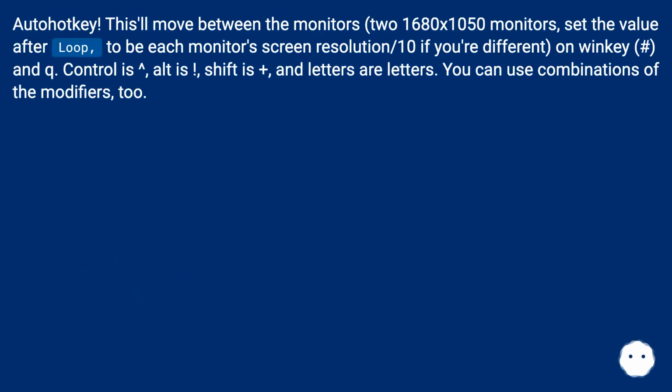AutoHotkey. This will move between the monitors, two 1680 by 1050 monitors. Set the value after the loop to be each monitor's screen resolution if yours are different. Shortcut is Win key, hash, and Q. Control is caret, Alt is exclamation mark, Shift is plus, and letters are letters. You can use combinations of the modifiers, too.